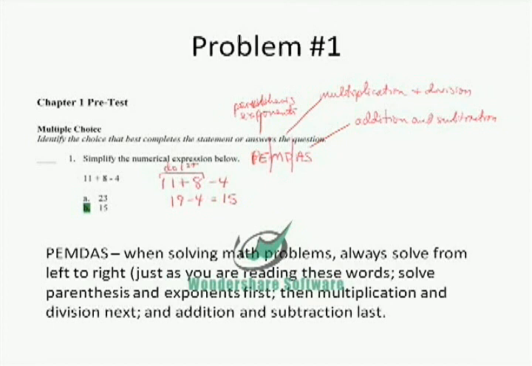So number 1, evaluate the problem. It has an addition and it has a subtraction. Since those are in the last set, the A and the S of PEMDAS, we would just do the problem from left to right. So first you would add 11 plus 9, which gives you 20, and then you would subtract 4, giving you the result of 16.